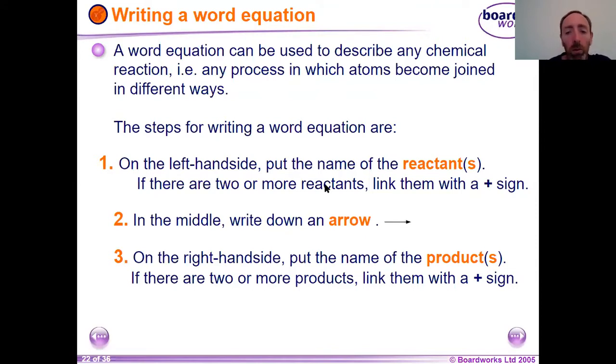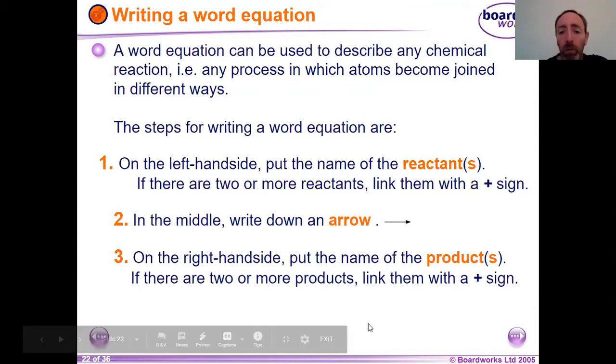If there are two or more reactants, we link them with the plus sign. So as in the case of carbon dioxide plus water, that is two reactants. Sometimes it might only be one reactant, okay? So pay attention to that as well. You'll see an example of that later.